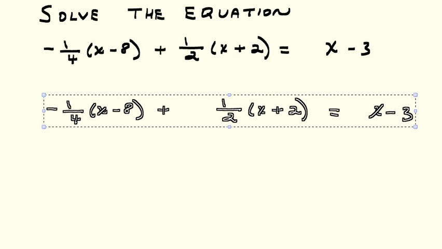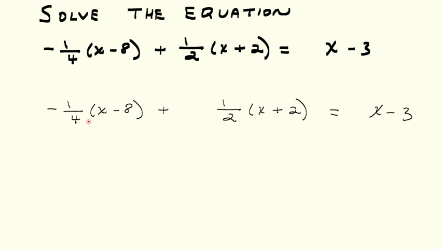And the trick for getting rid of the fractions is to multiply both sides of the equation by the least common denominator. And we've got 1/4 and 1/2. So the least common denominator between those two fractions would be 4. So let's multiply both sides of the equation by 4. That means everything on both sides.